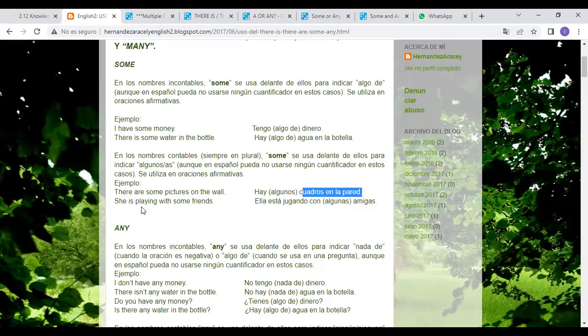Cool, exactly. You see, guys, she's playing with some friends, ¿ok? Ella está jugando con algunos amigos. ¿Se dan cuenta? This is plural, right? Friends, porque lleva S. So, there are, there is. Ok. So, in general, some significa algunos, algo de, algunas, y se utiliza para el singular, para los no countables y countables. Pero lo que lo distingue es que some solo va a ser para oraciones afirmativas o positive sentences. Got it, guys? ¿Entendido? Okay.